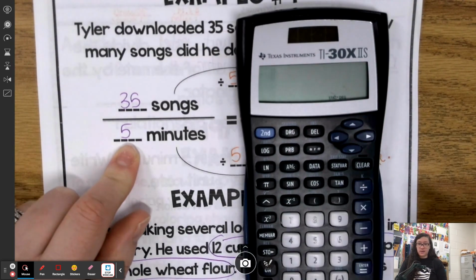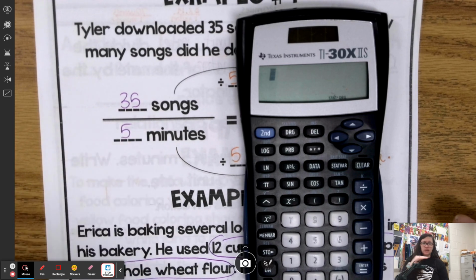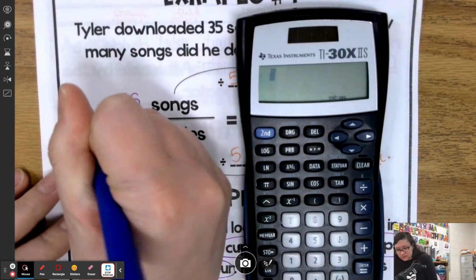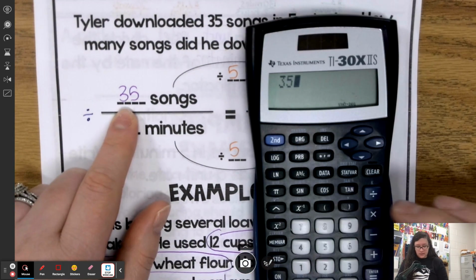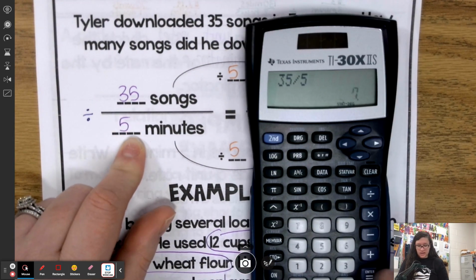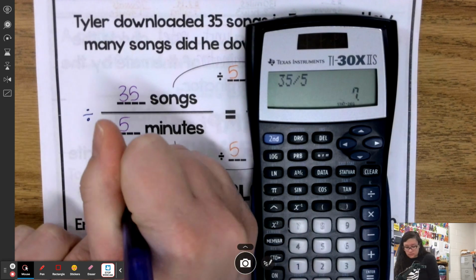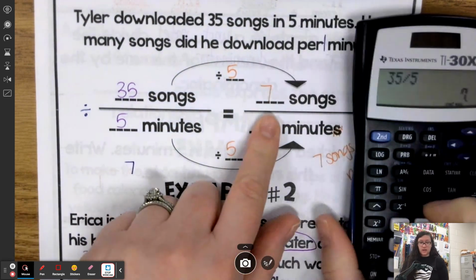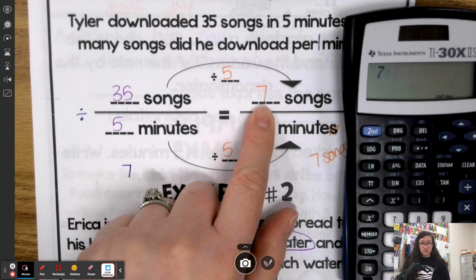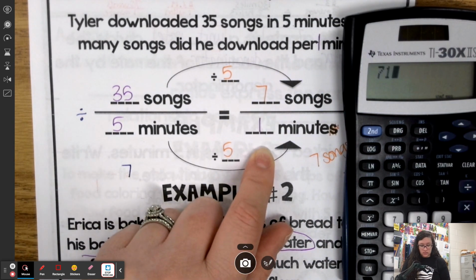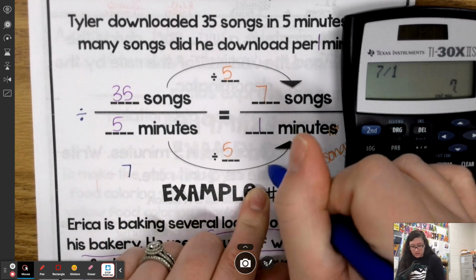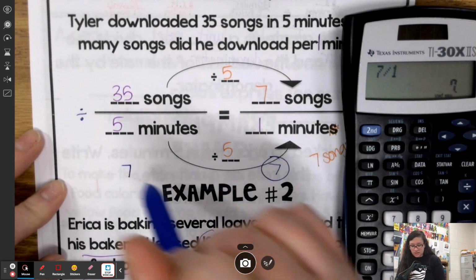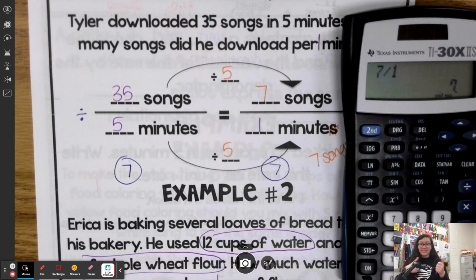35 songs in 5 minutes. The fraction bar means what? Divide. So if I do 35 divided by 5, I get 7. And then on this side, if I do 7 divided by 1, I also get 7. Do my 7s match up? Yeah, that's how I get the right answer.